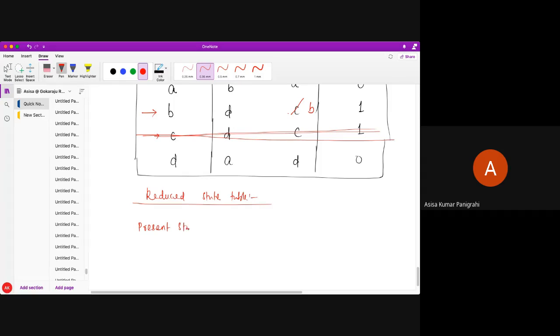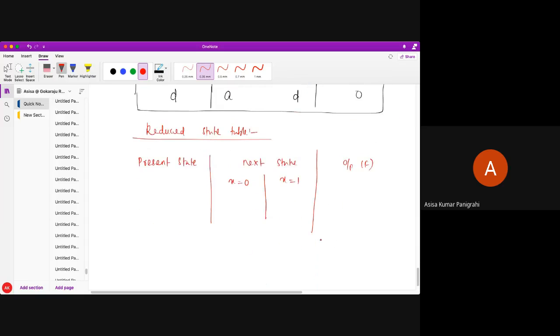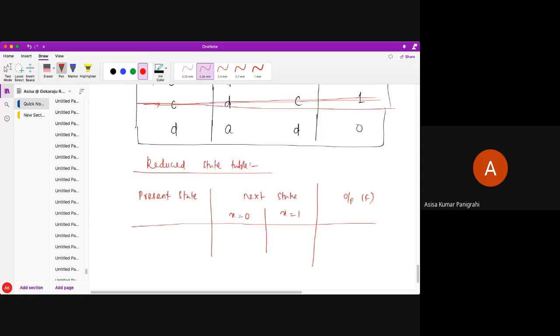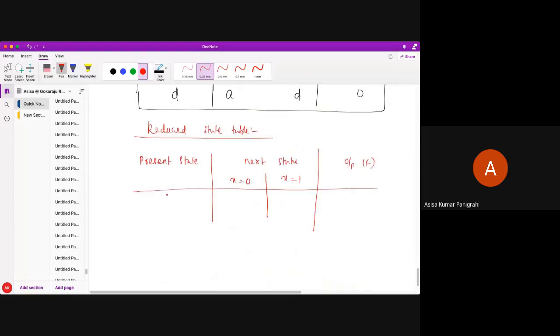Present state, next state for X equal 0 and X equal 1, and this is my output for F. So here, my present state: what are the states left out? A, B, and D. Only three states are left out. In the reduced state table, I have A, B, and D.